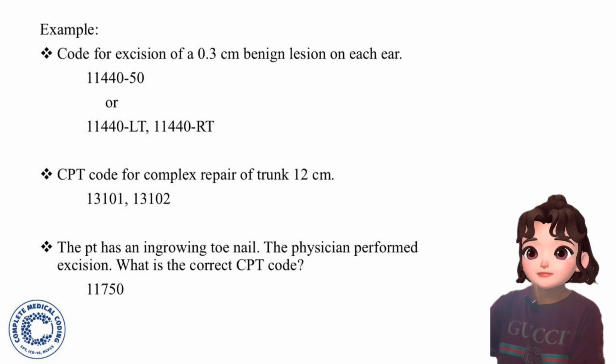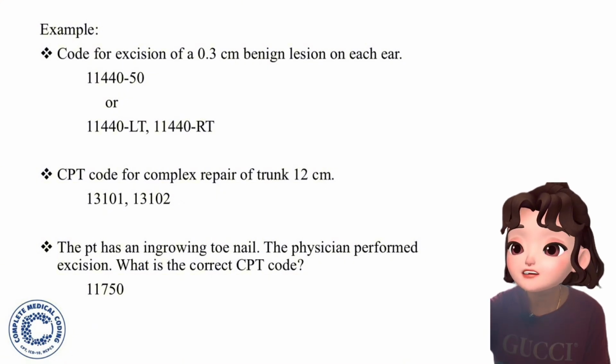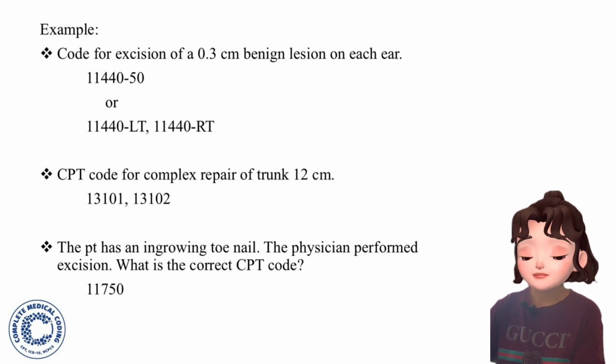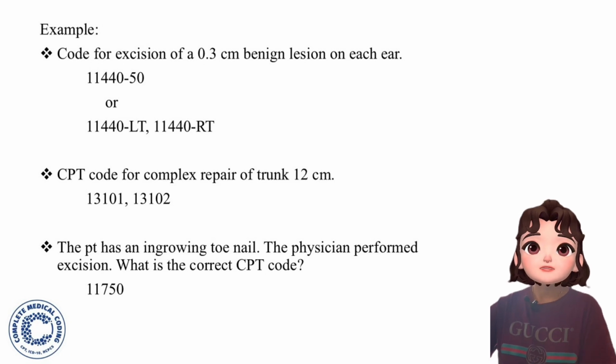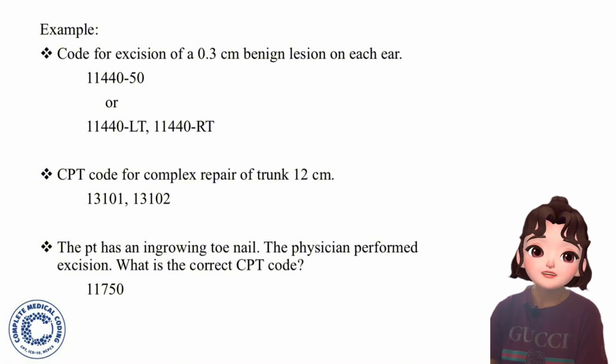Now the next one: the patient has an ingrowing toenail. The physician performed excision. What is the correct CPT code? So here, excision of ingrowing toenail, ingrowing nail removal. This is the code 11750. Okay. The description: excision of nail and nail matrix, partial or complete, for example ingrown. It's already mentioned as ingrown. Okay, or deformed nail for the permanent removal.